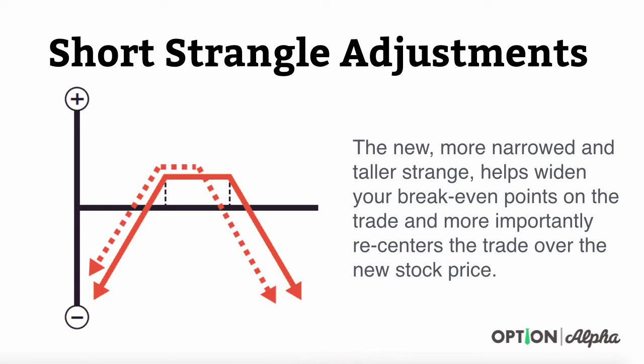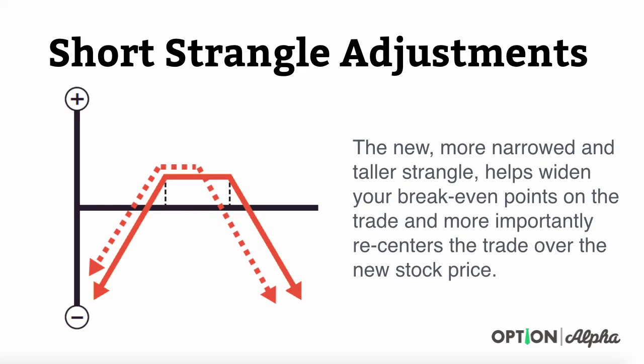All right, so wrapping up here with short strangles, the new, more narrowed and taller strangle, as we have shown you, helps widen your break-even points on the trade, and more importantly, helps recenter the trade over the new stock price. And that's really our goal of making this adjustment. We want to recognize that the stock has made a move lower, try to make an adjustment that takes into account that new stock price, and try to recenter the trade over the market.